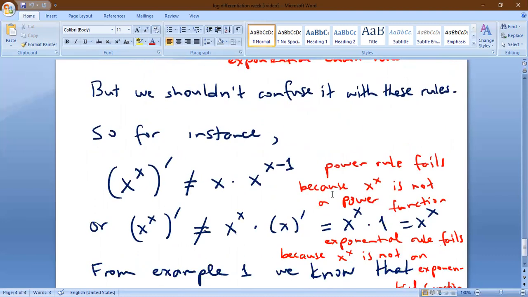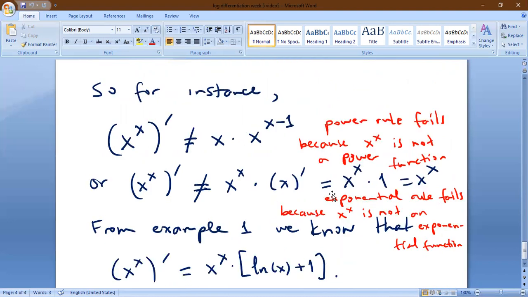Because if we have the confusion, let's do the power chain rule here, which will be, okay, take the power down, multiply by 1 less of the power, and then multiply by the derivative of x, which is 1, which is going to give x to the x again. But that's not the right answer. We have just found it. The derivative is x to the x times ln x plus 1.